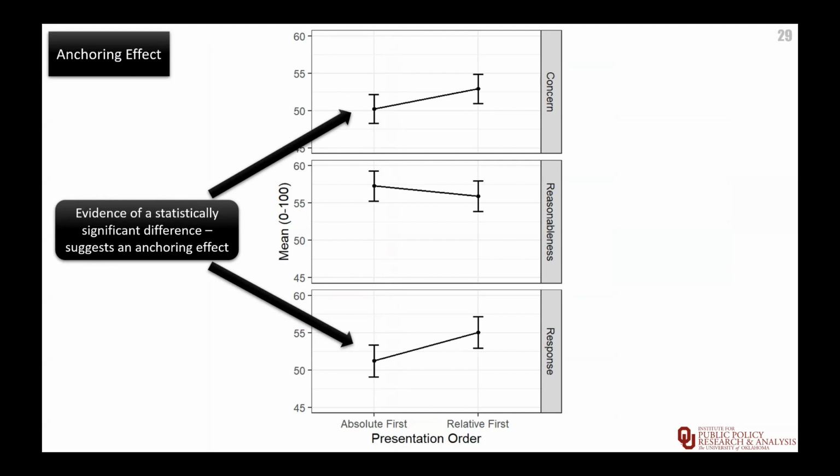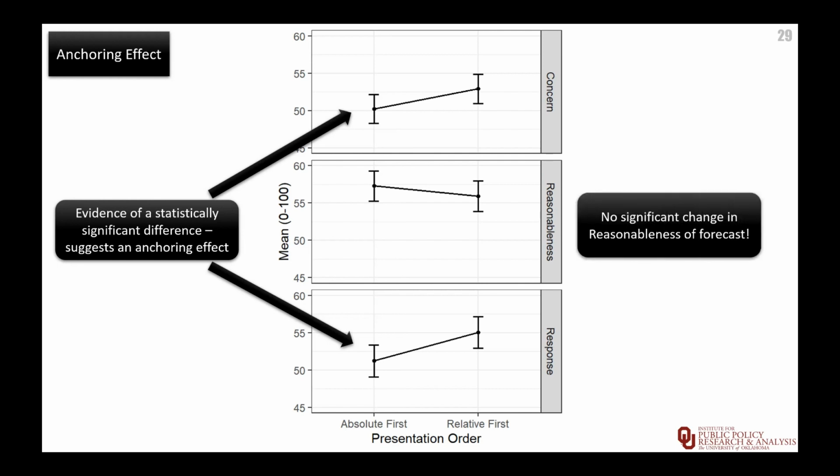This may be an effect of the fact that we're asking them to numerically rank their concern and response. So it might change if we used something like a Likert scale, where we ask them that their concern is very low all the way to very high. But it is interesting to see that this kind of effect is occurring with just the change of the ordering of what information is presented first in a sentence.